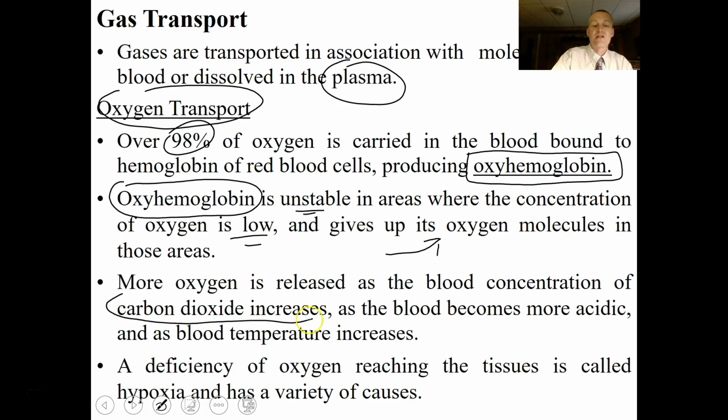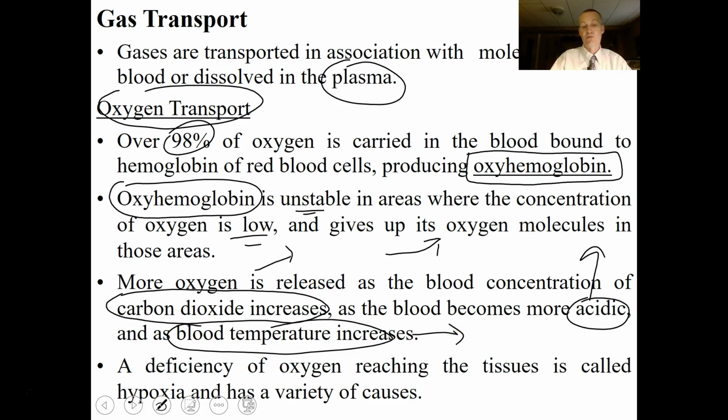So if carbon dioxide increases in amount, oxygen is going to be released. If blood becomes acidic, oxygen is going to be released. If blood temperature increases, oxygen is going to be released to the tissues. And so when you exercise, you increase the amount of carbon dioxide that you form because you're making more ATP. You are making your body more acidic because of the release of lactic acid and carbon dioxide, and your blood temperature goes up because you're exercising muscles and they're contracting and creating body heat. So exactly the conditions that exist where you need oxygen to be released, it's actually released by those conditions.